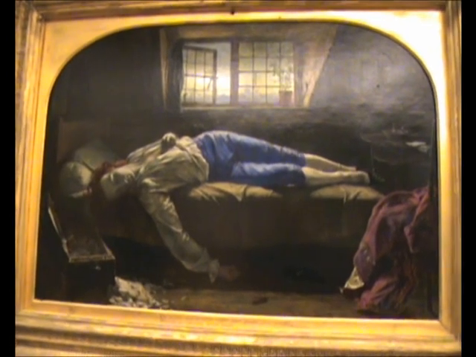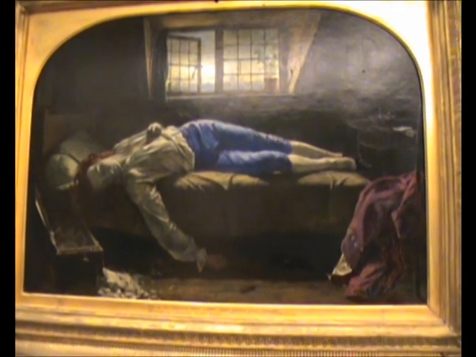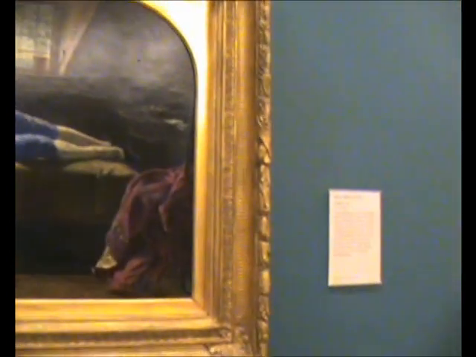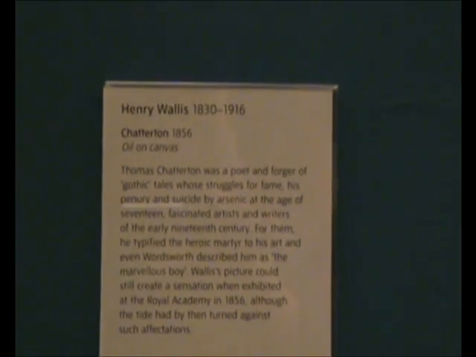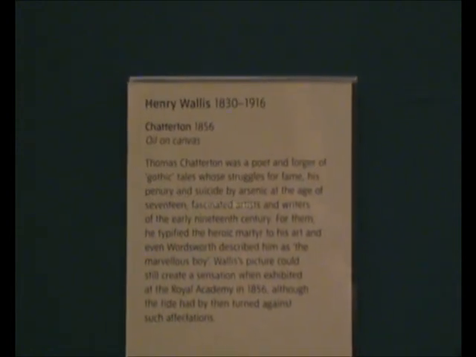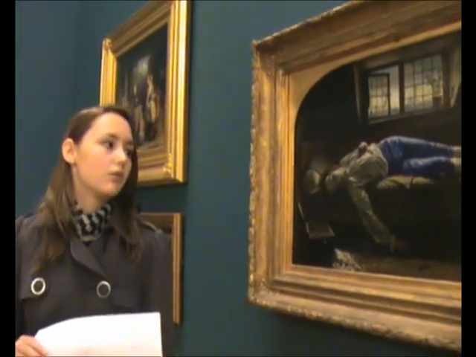Henry Wallace is best remembered for his first great success, the picture titled Death of Chatterton, which he exhibited at the Royal Academy in 1856. The painting depicted the late 18th century poet Thomas Chatterton, who poisoned himself in despair at the age of 17 and was considered a romantic hero of many young and struggling artists in Wallace's day.